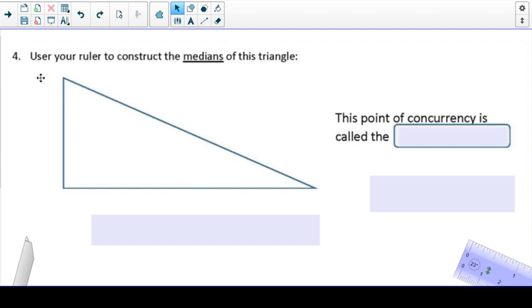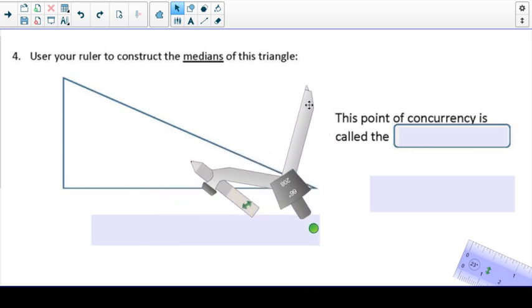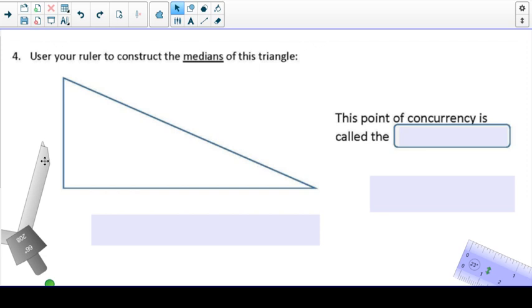This says user your ruler. I think I meant to write use your ruler to construct the medians of this triangle. So first I'm going to do this with the compass just to remind us of how to do it with the compass. Then we'll do the other two with the ruler because it's easier with the ruler. But a median is basically just a line that connects a midpoint to a vertex.